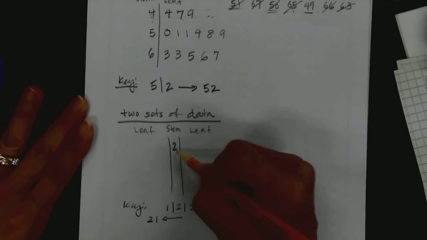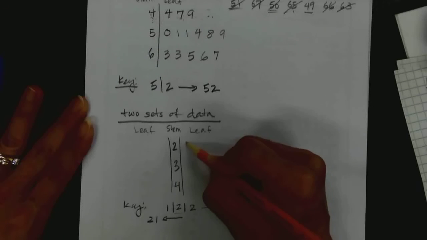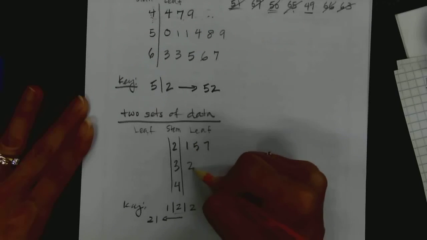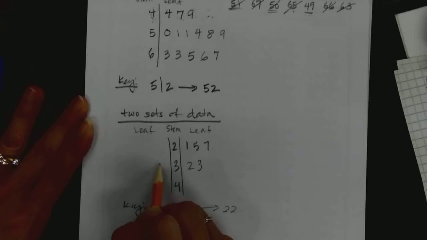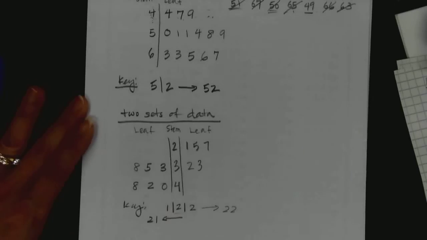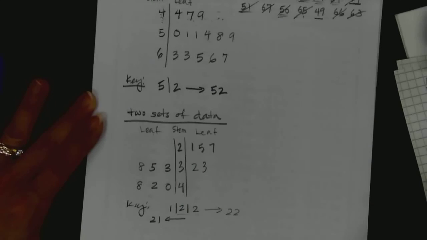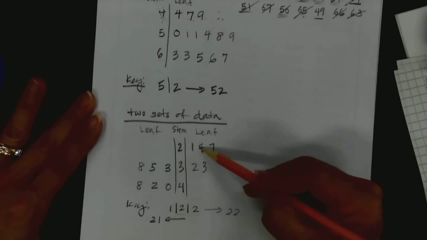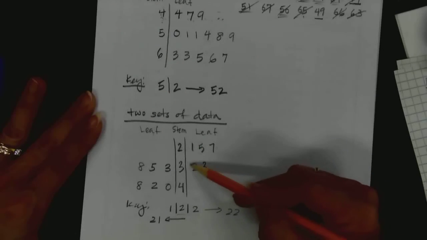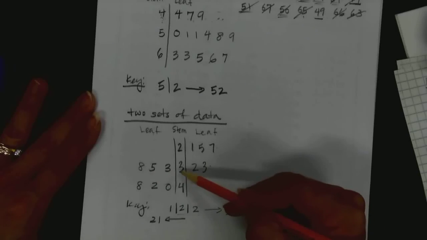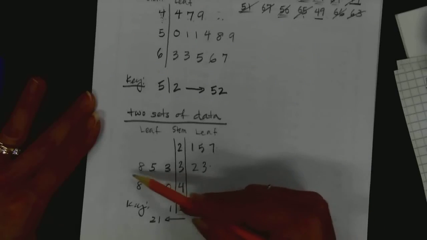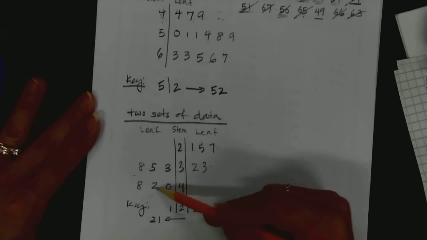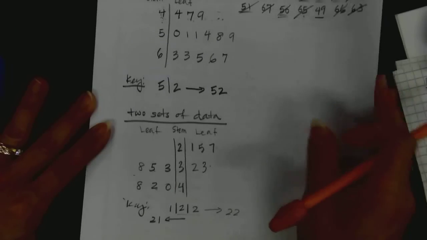So let's say I pick some data: 2, 3, 4. This side will be 1, 5, 7, 2, 3, and then this side will be 3, 5, 8, and then 0, 2, 8 again. If I have two sets of data like this, and this was my key, I would read this as 21, 25, 27, 32, 33, and on this side I read it as 33, 35, 38, 40, 42, 48. That's how you would read it.